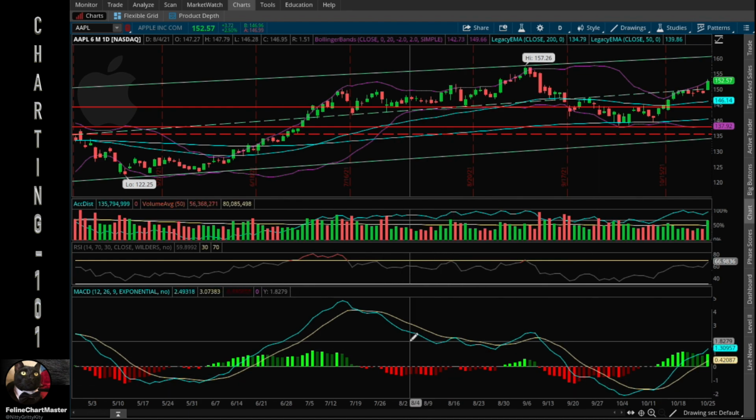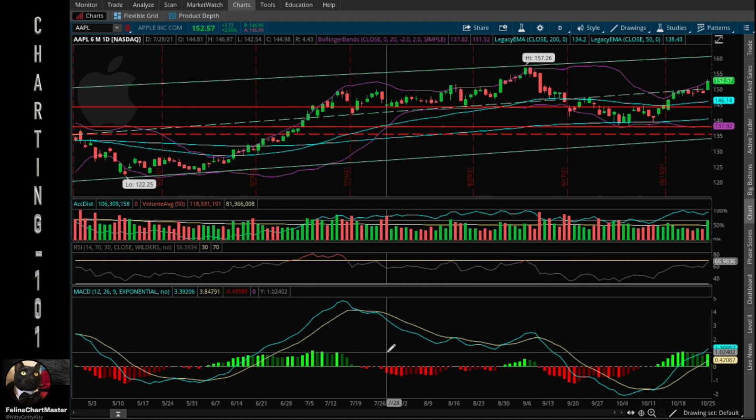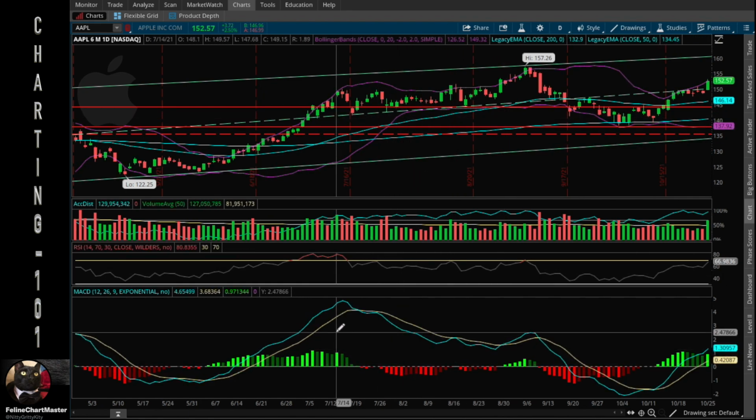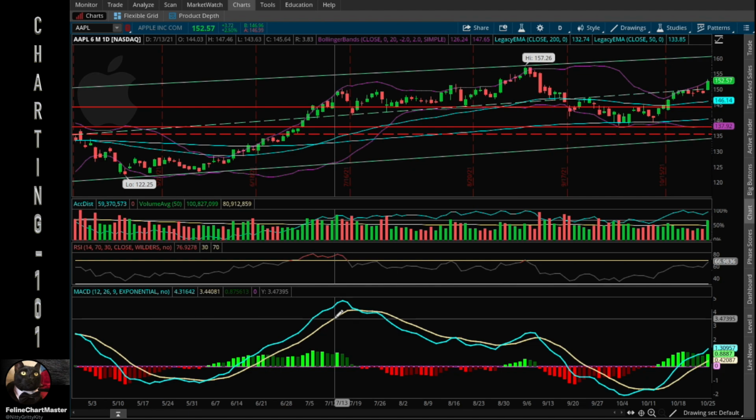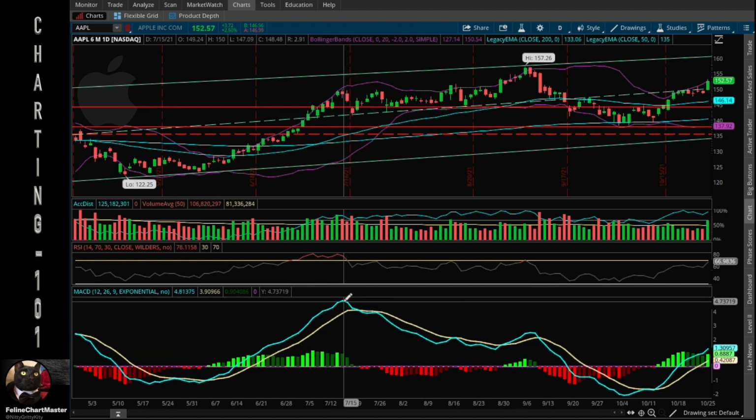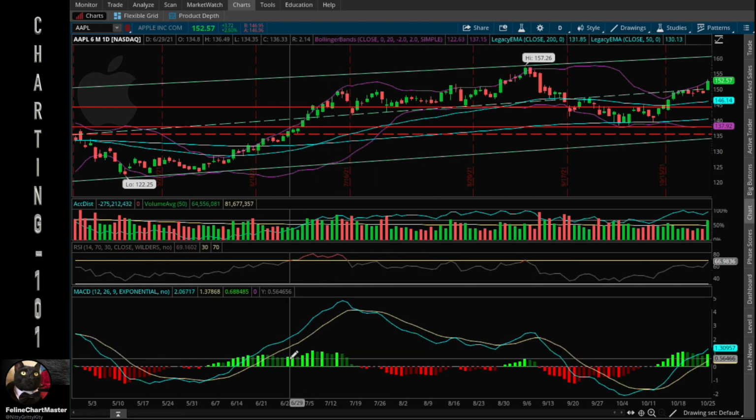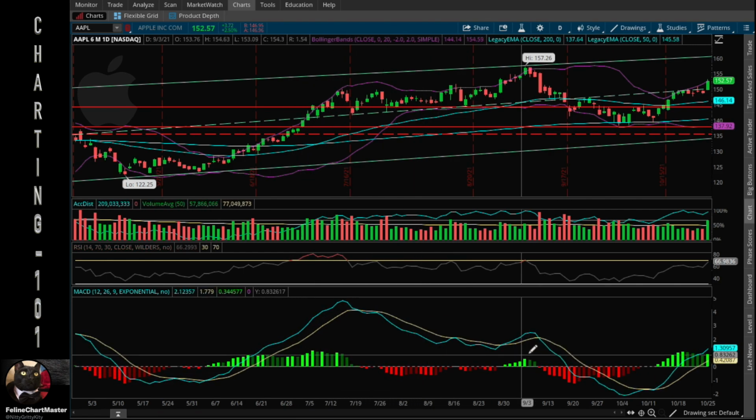Then you have your MACD, which stands for Moving Average Convergence Divergence, which much like EMAs and Bollinger Bands, is based off of moving averages. One of these lines is based off of moving averages. The other one is based off of an algorithm based off of those moving averages. Again, we'll go into that in a later video as well. And these are the histograms as well.